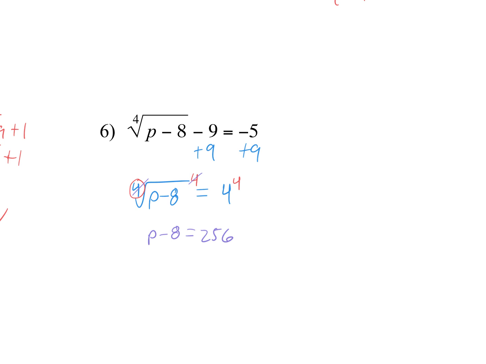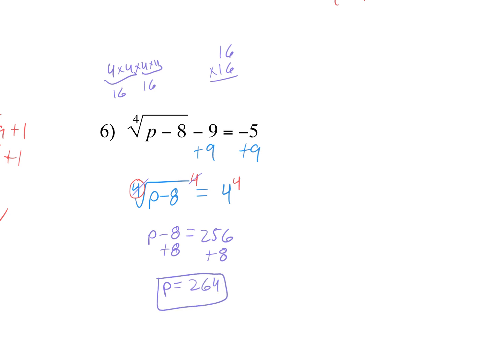All right, and you can verify that off to the side if you need to. 4 times 4 times 4 times 4. 4 times 4 is 16. Another 4 times 4 is 16, and then you can do 16 times 16, the long way, and you should get 256. And then we can add 8 on both sides, and I get P equals 264. All right, and that's our answer.